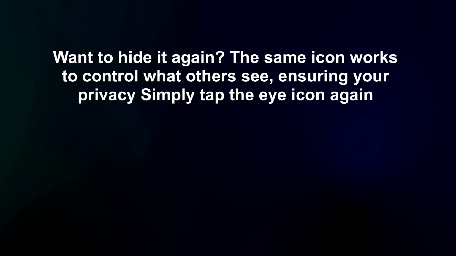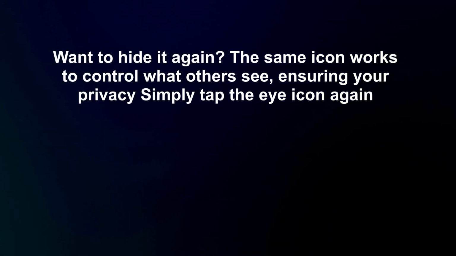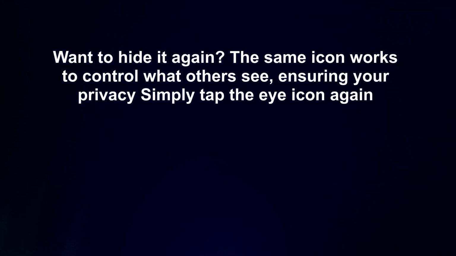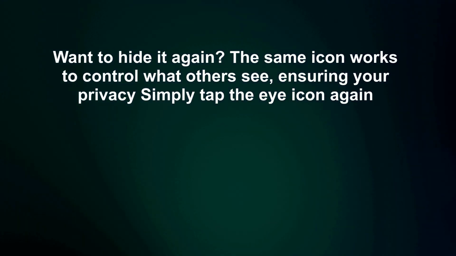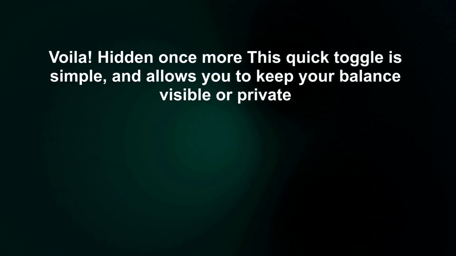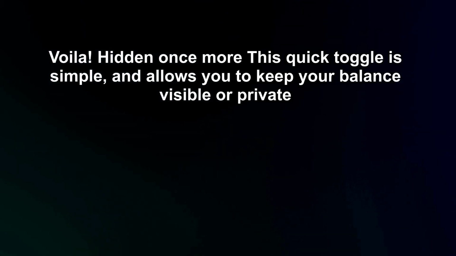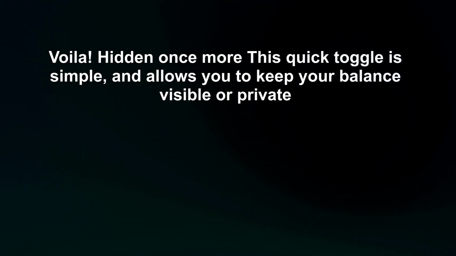Want to hide it again? The same icon works to control what others see, ensuring your privacy. Simply tap the icon again. Voila! Hidden once more. This quick toggle is simple and allows you to keep your balance visible or private.